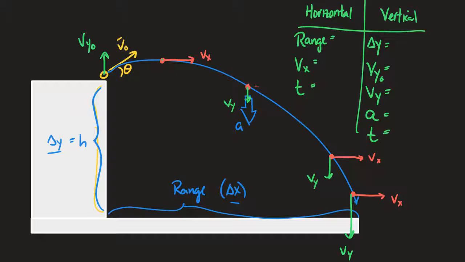The thing that I always try to encourage you to remember is that the horizontal range is governed by how long the object's in the air, meaning these two pieces of information represent the same value. The time it takes your projectile to move horizontally is equal to the time it takes for the projectile to move up and down.